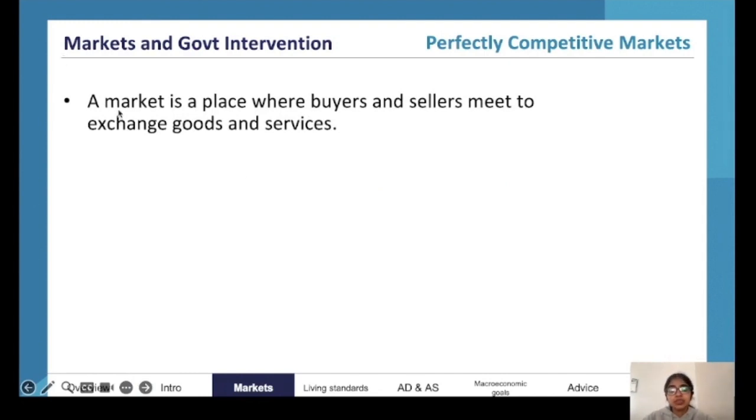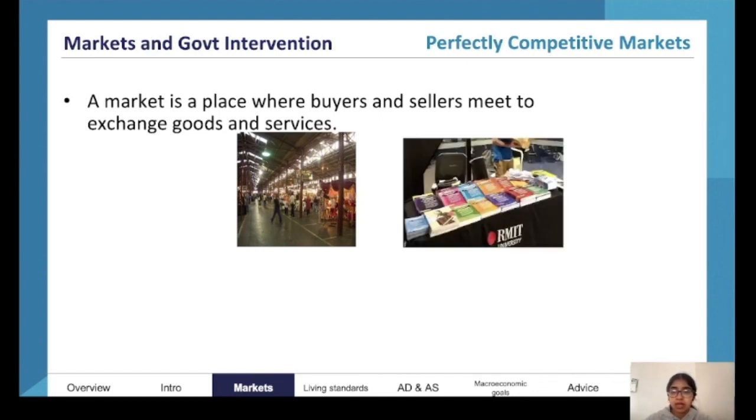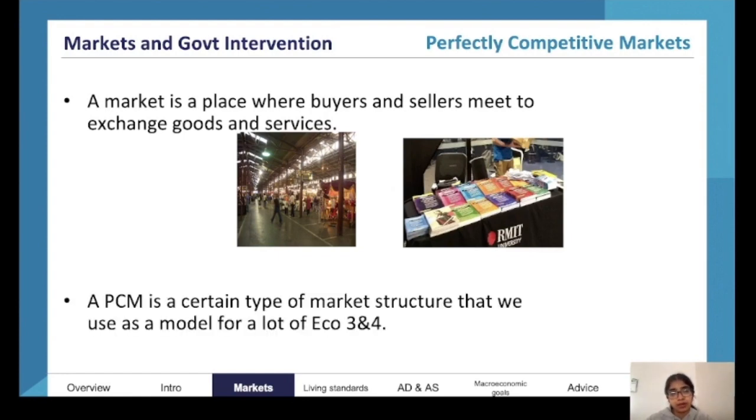Okay, so now let's talk about markets. So perfectly competitive markets. This is again a really important concept in Eco. So first of all, what's a market? It's a place where buyers and sellers just come along, they meet to perform a transaction. So they exchange goods and services pretty much. So for example, Queen Victoria Market, obviously if you go to a bookshop, that's another type of market.